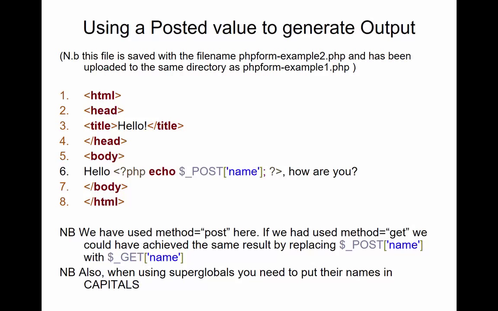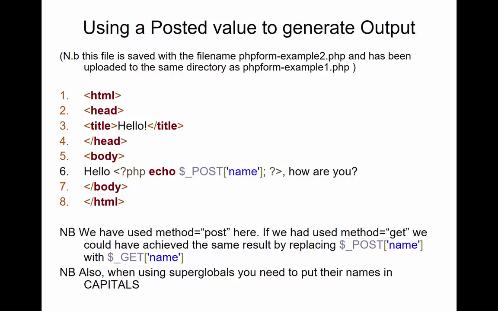Line 6. So we were in HTML mode, and we now switch to PHP mode. We use the echo command. And what do we print now? We print the superglobal $_POST['name'], which is the information we just got from the form. Then "How are you?" Lines 7 and 8.